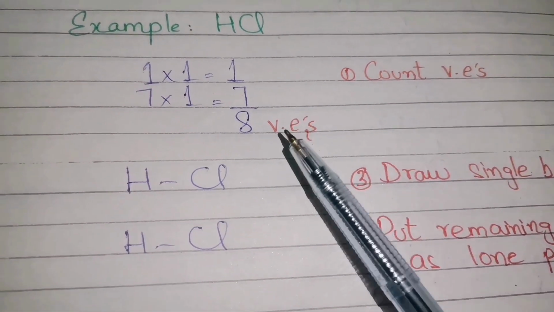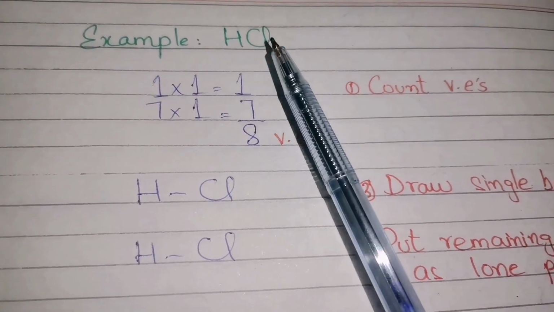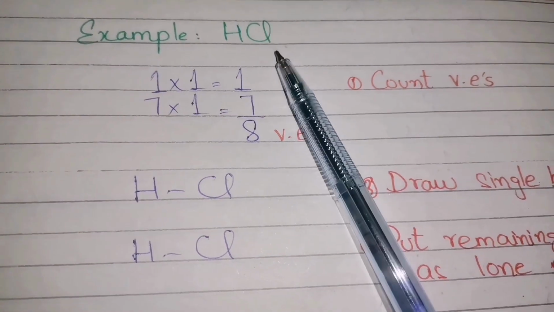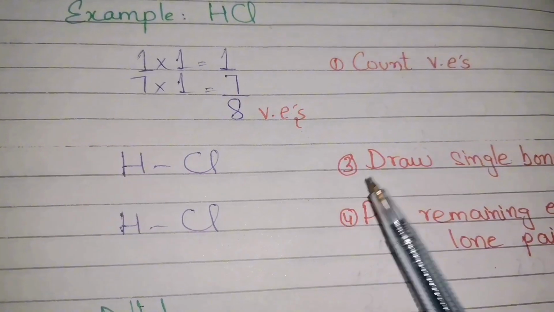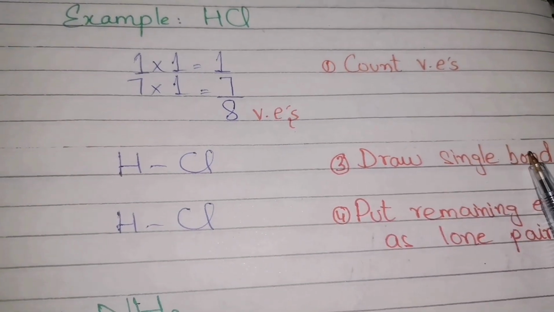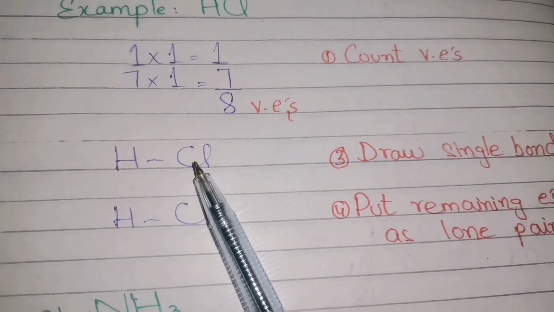The second step was to determine the central atom. Here we are having only one hydrogen and only one chlorine, so there is no need of doing step 2. So we will go towards step 3, which was draw single bond. So we draw a single bond between hydrogen and chlorine.